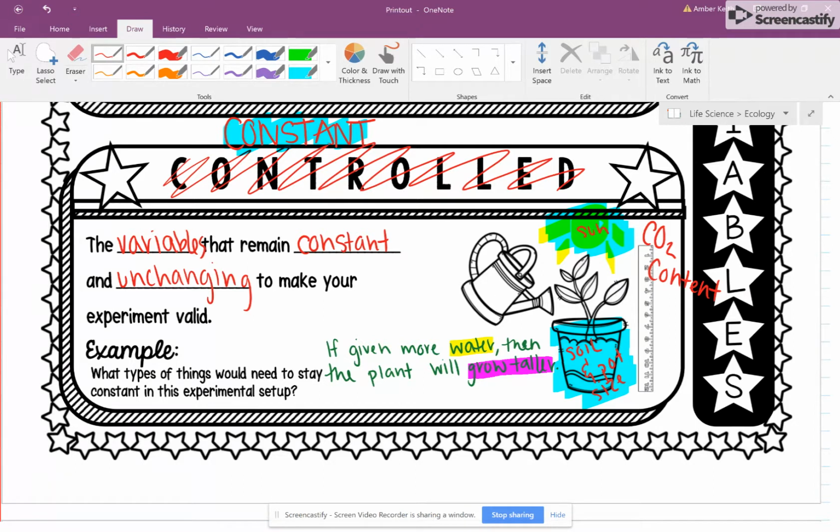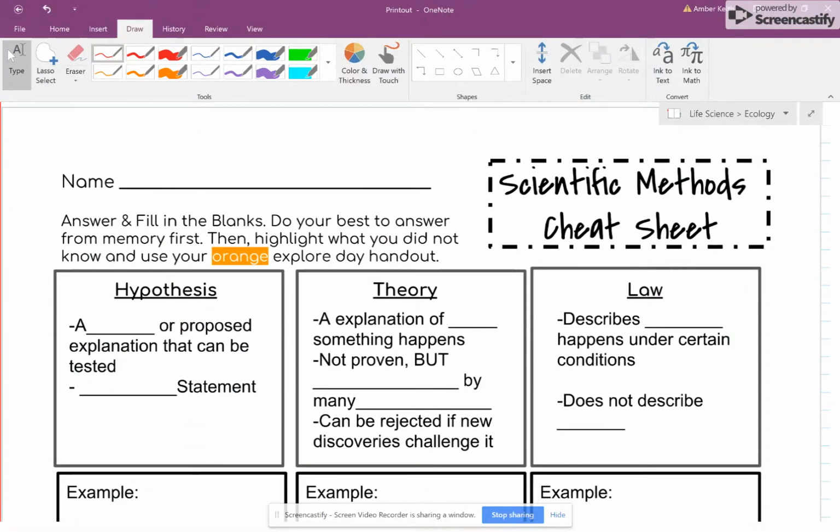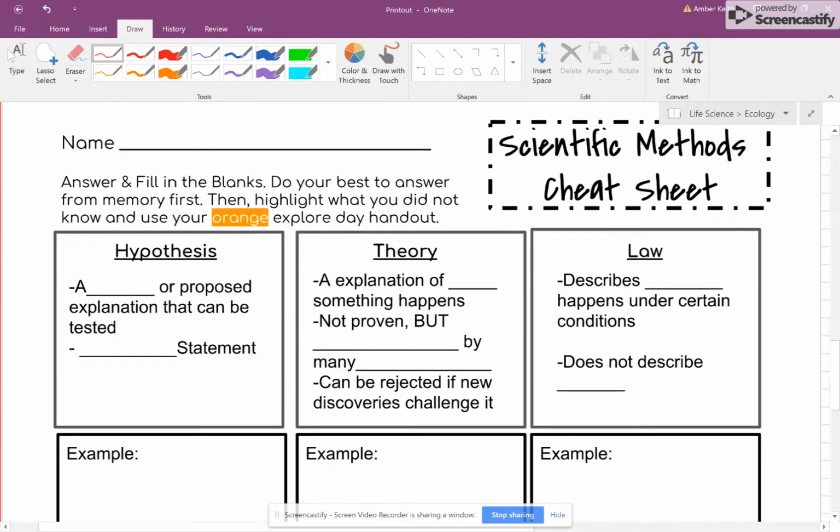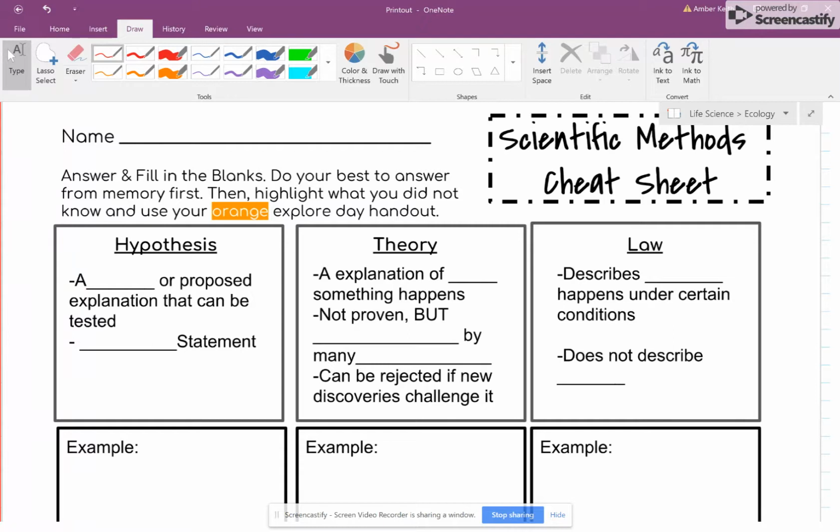So all in all, the constant variables, we want to make sure we keep them constant through all the different trials we're doing to make sure that it is only the independent variable, or our water in this case, affecting the height of the plant, affecting whether or not it will grow taller. Okay? So moving forward, we're going to talk about the scientific method. 3 big ideas that we want to make sure are clear. It is hypothesis, theory, and law.